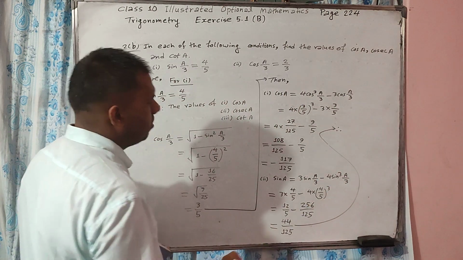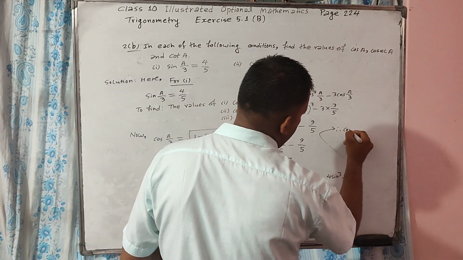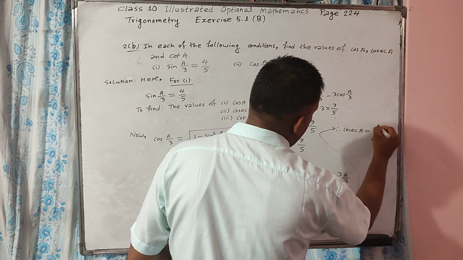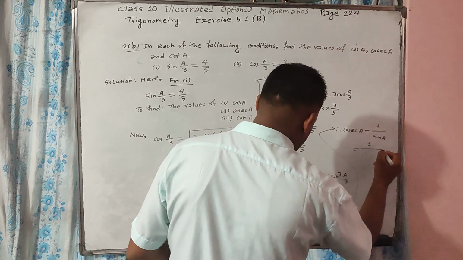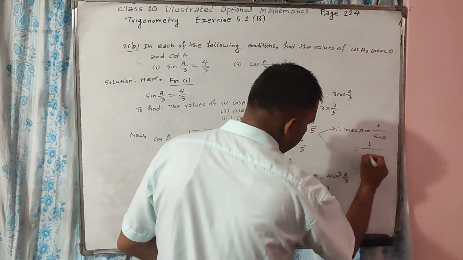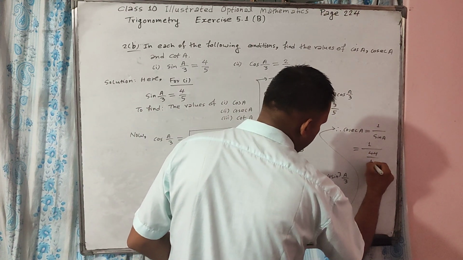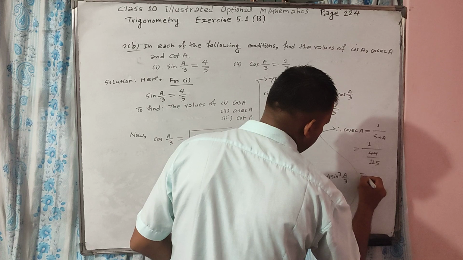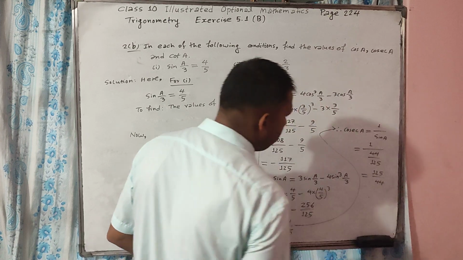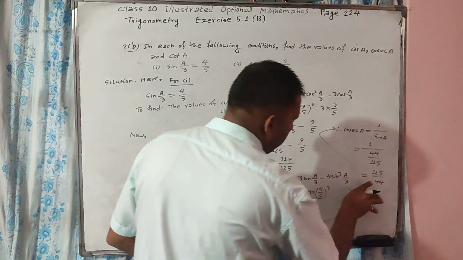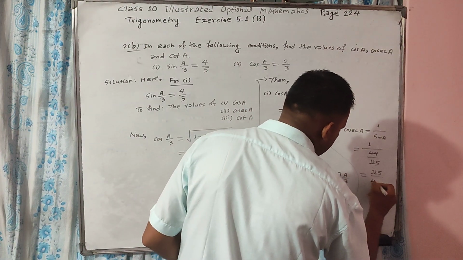After this, therefore, cosec A equal to 1 upon sin A, 1 upon 44 upon 125, equal to 125 upon 44. That is the value of cosec A.